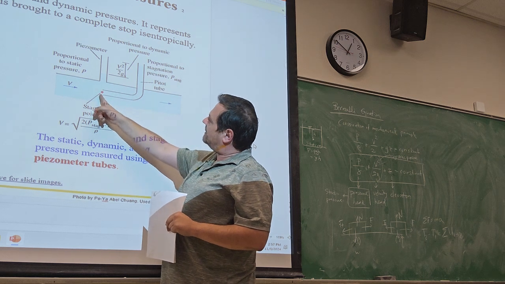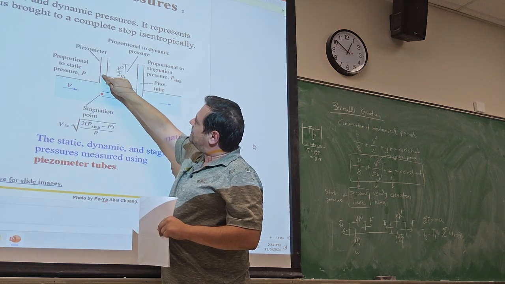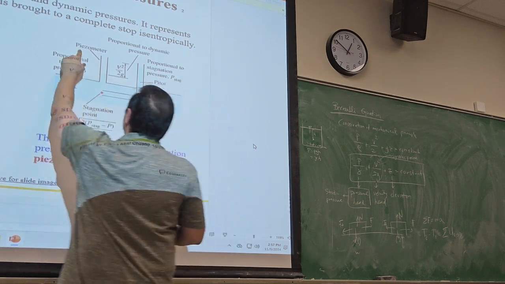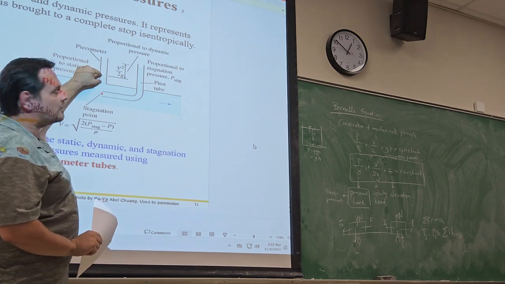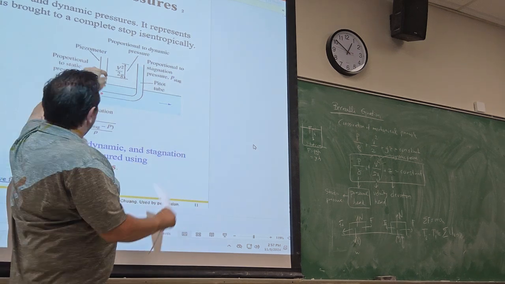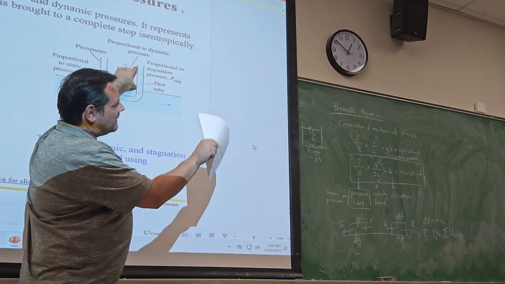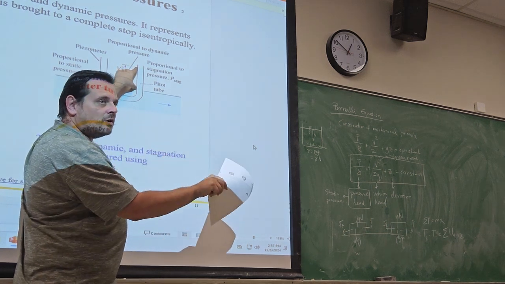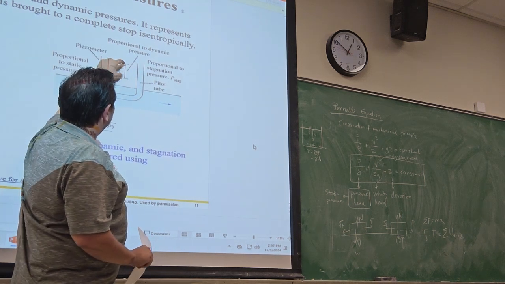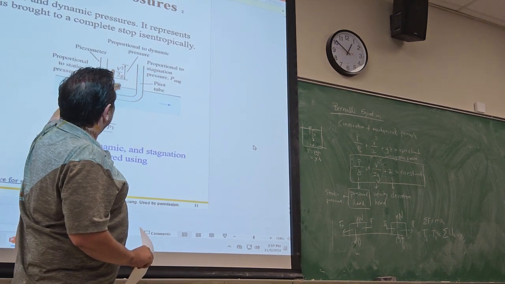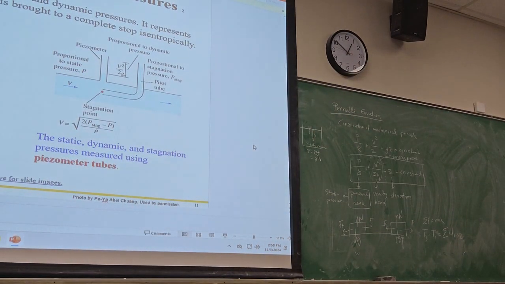Now, at the same location, you have the piezometer, so the water level is going to rise to this point. Remember that the piezometer measures what again? Static pressure, P over gamma. So this is your P over gamma. The other device, the pitot tube, measures what? P over gamma plus V squared over 2g. So the difference between the two elevations will measure what? Just the V squared over 2g, just the velocity head.